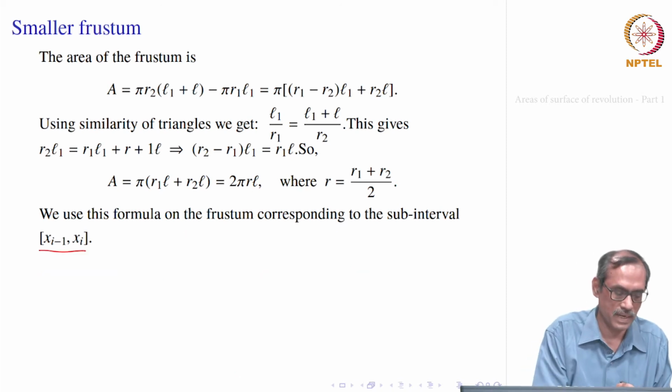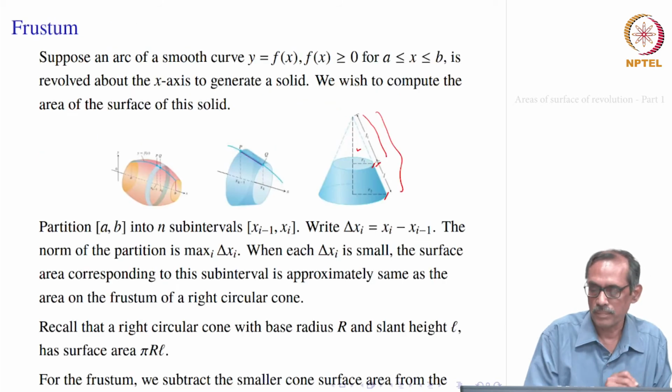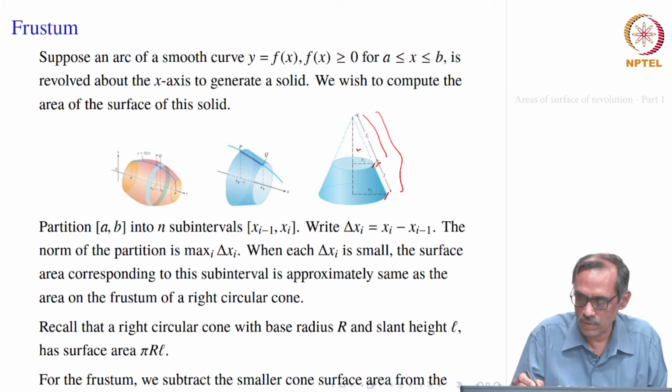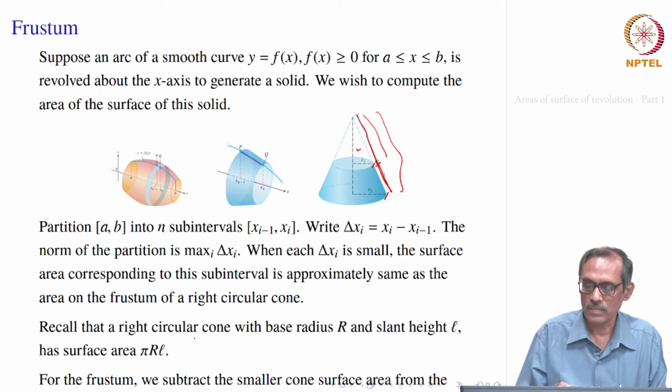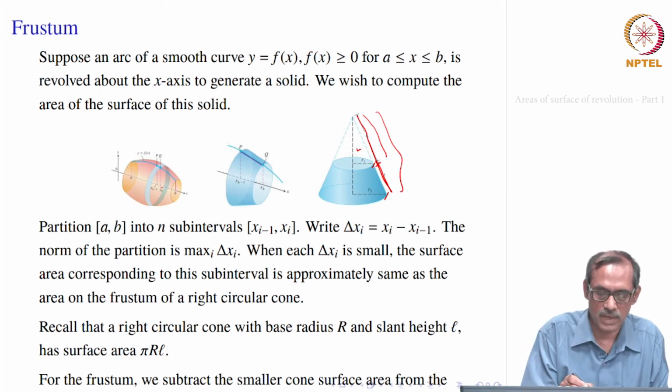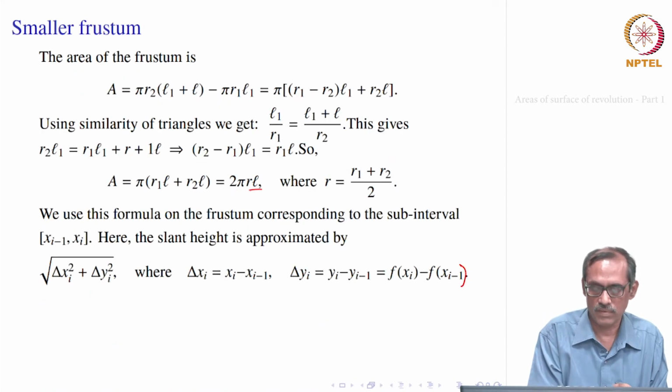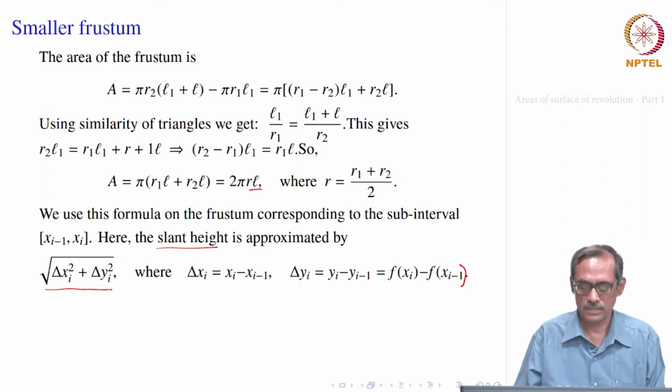If you look at the picture again, let us look at why it is coming that way. Here we want to approximate this L and this L plus L1. That is coming from this square plus this square, under a square root. So, in our interval x_{i-1} to x_i, this will give (x_i minus x_{i-1}) square, which is delta x_i square, plus delta y_i square. That is how we obtain the formula, the slant height approximated by the square root of delta x_i square plus delta y_i square.